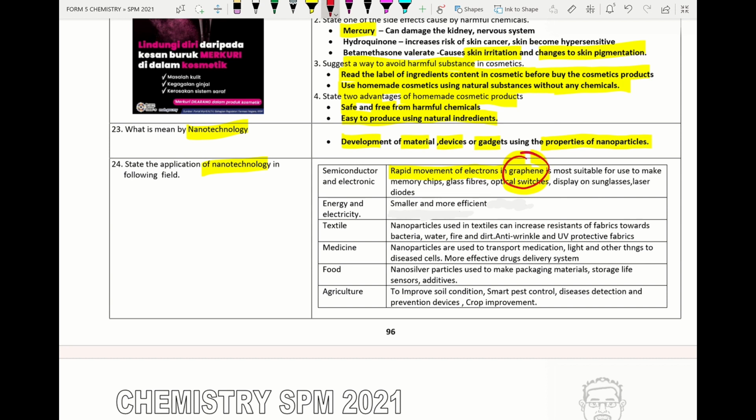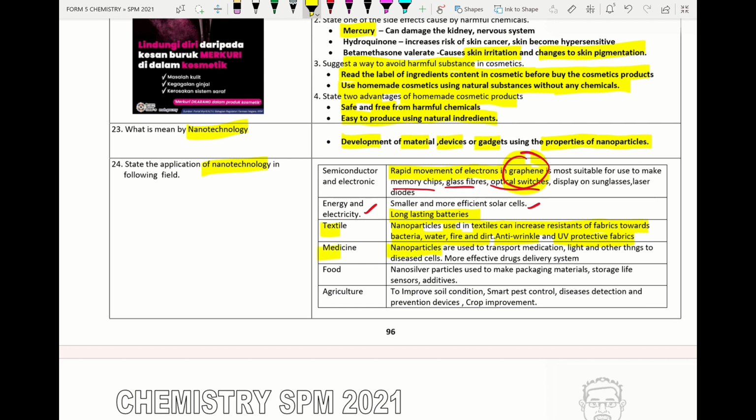All right, so it's used in microchips, glass fiber, optical switches, all that, right? And it's under energy and electricity. Smaller and more efficient solar cells are also used to make long-lasting batteries. All right, under textile, nanoparticles used in textiles can increase the resistance of fabric towards bacteria, water, fire, wrinkles, and also provide UV protective fabric.